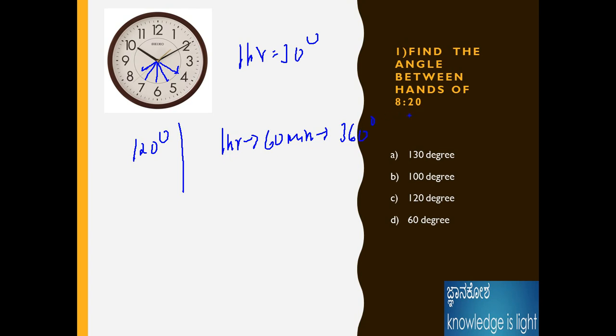Here it is 20 minutes. For the 20 minutes, 360 into 20 by 60. Okay, sorry. For the 1 hour, this is 30 degrees, right? 1 hour is 30 degrees. We should be taking it as 30 by 1 only.